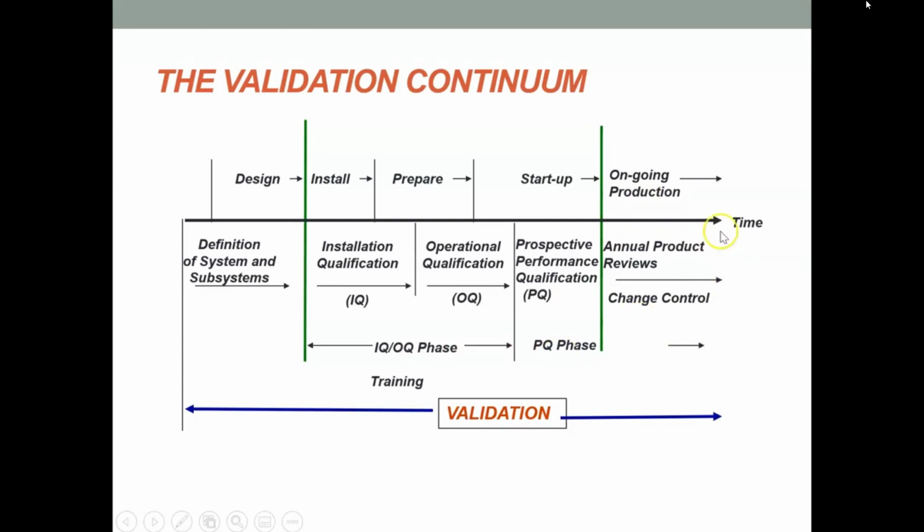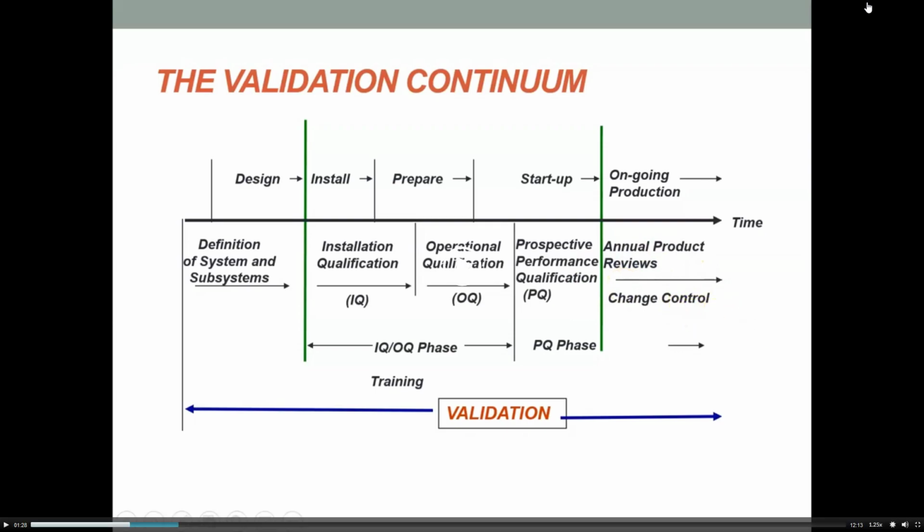On an ongoing basis, once commercial production is ongoing, you would be periodically doing your annual product reviews to make sure that everything is maintaining its validated state, and also change control would feed into your validation assessment to make sure that everything maintains its validated state.